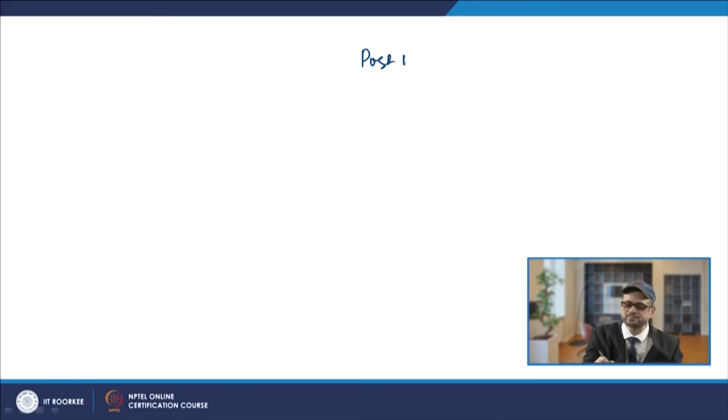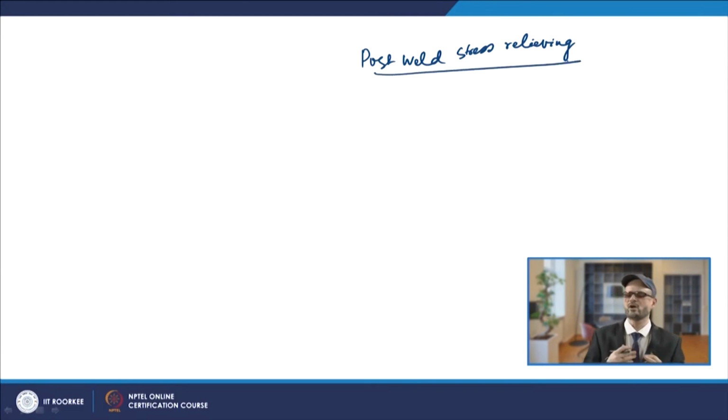In that, you have the post weld stress relieving. We will talk about the residual stresses also. After the welding is complete, residual stresses may be present inside the specimen at a very high level, and that may lead to cracks in the material. To remove the residual stresses, the simplest operation is to anneal the weldment, but many times it is not a practical solution because of the different shapes of the fabricated components.